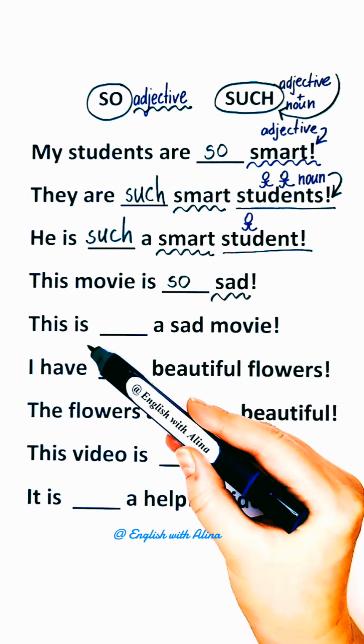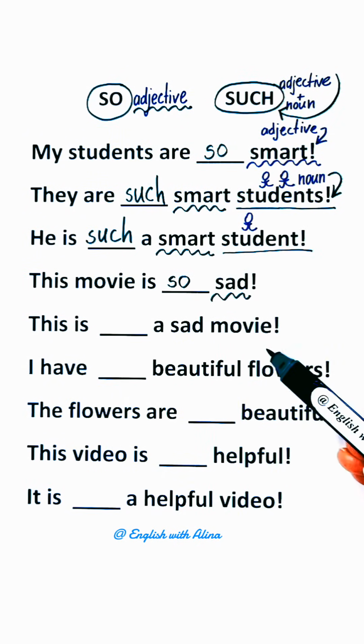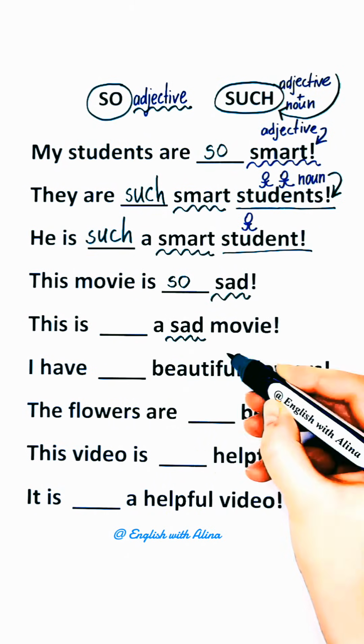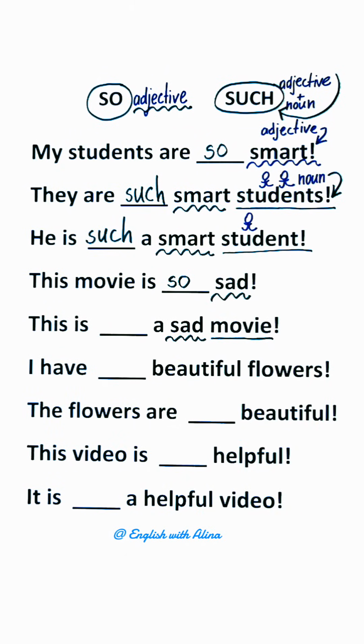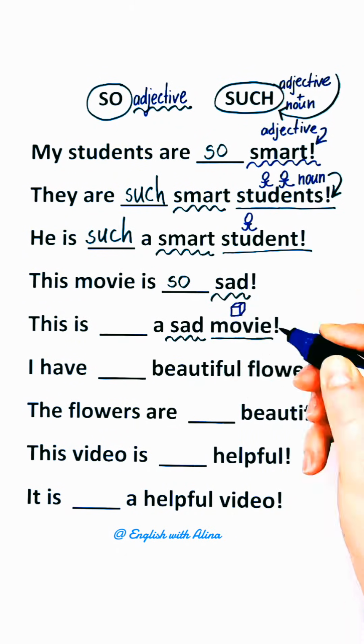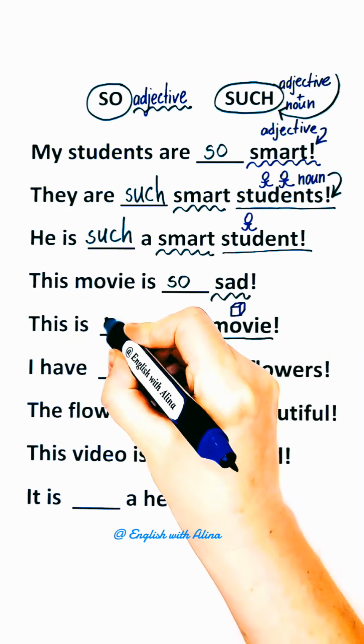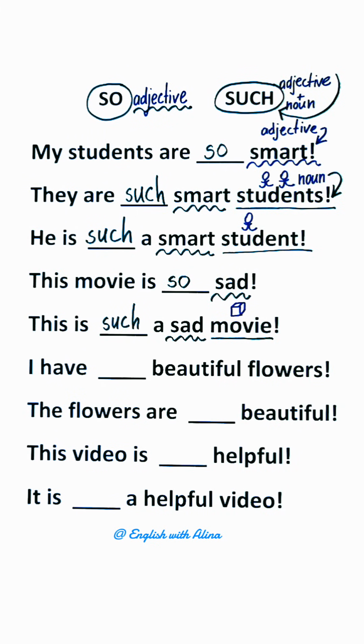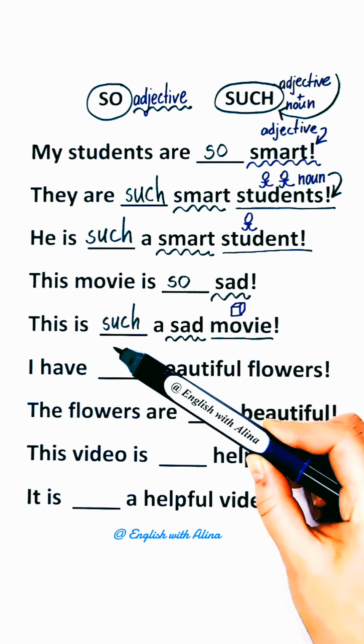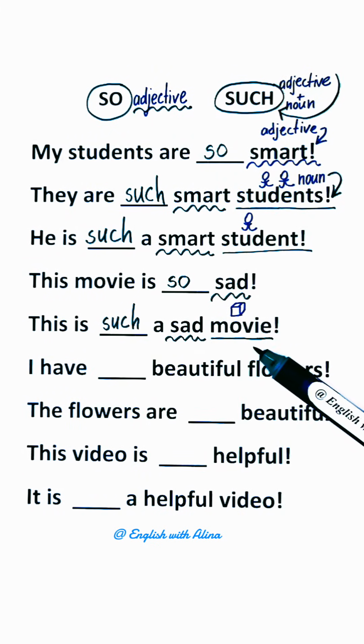This is blank a sad movie. Sad is an adjective and movie is a noun. Use such. This is such a sad movie.